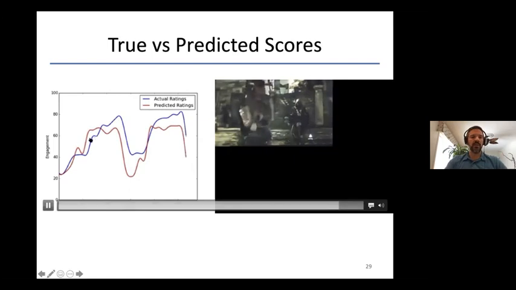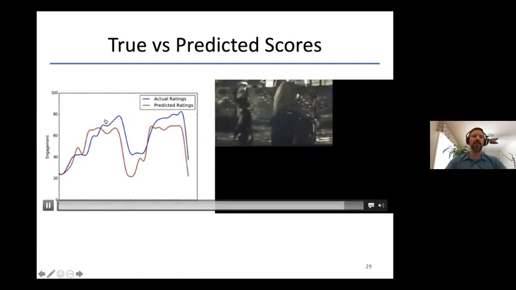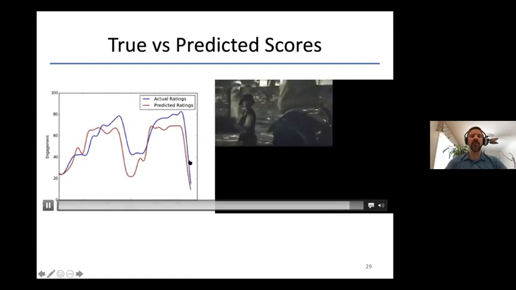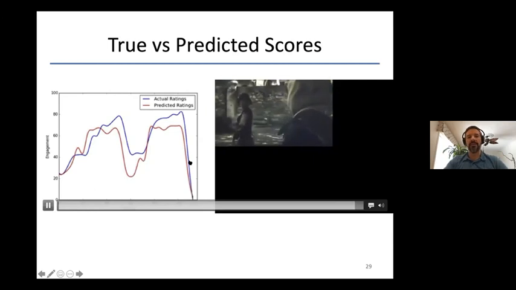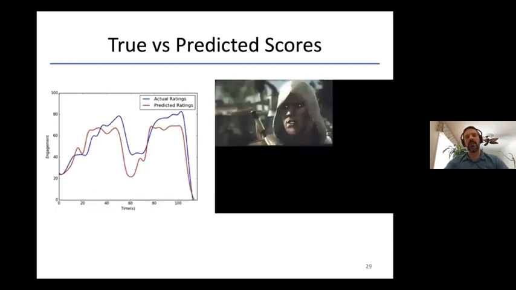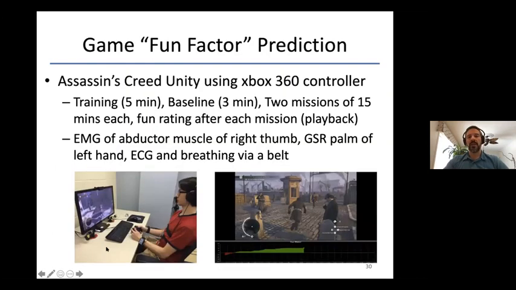So you can see multiple times here, it's able to do it both when the engagement is going up as well as when it's going down. And overall the correlation is very high, but you get this kind of benefit from real-time aspects. Next step was to see if we could actually predict fun.